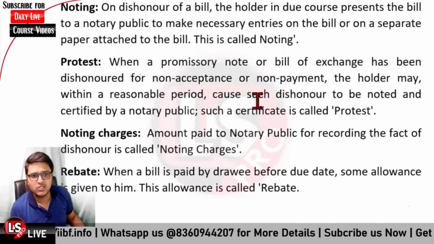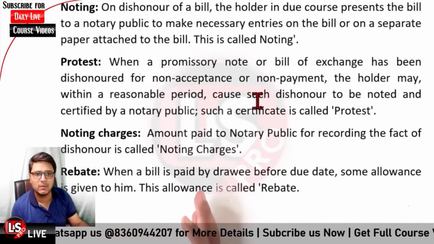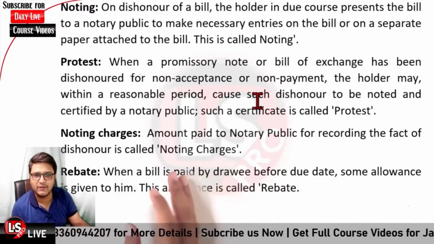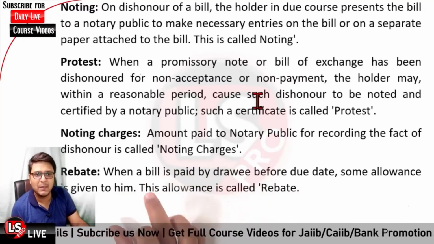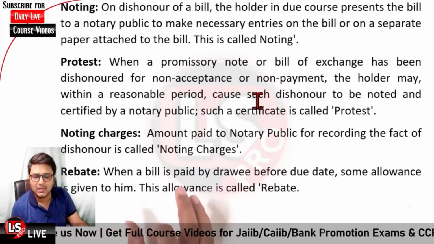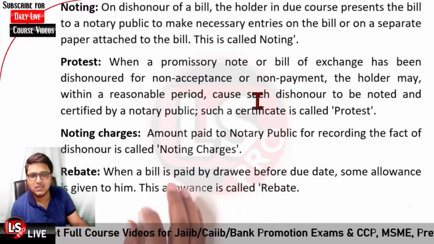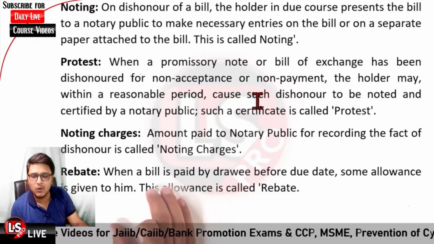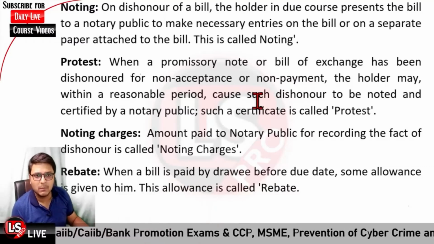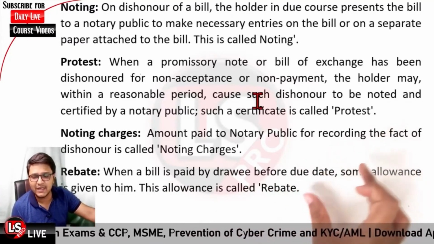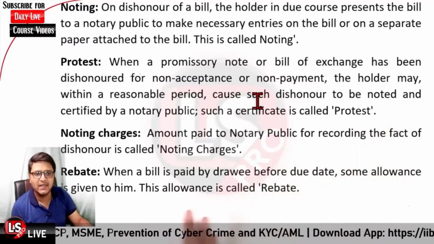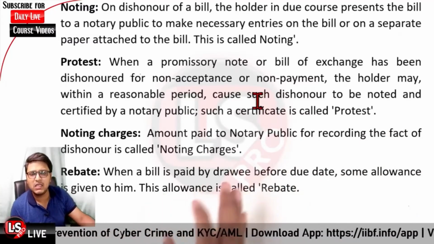Further, it is regarding the noting charges. Whatever amount you are paying to the notary public for noting down the fact, for recording the fact of the dishonor, it is said to be the noting charges. And what is rebate? It may be the case, as I already told you, that the drawee has paid the amount before the due date. The bill was due after 2 months, but the bill was retired before the due date. In that case, he or she may be given some allowance.